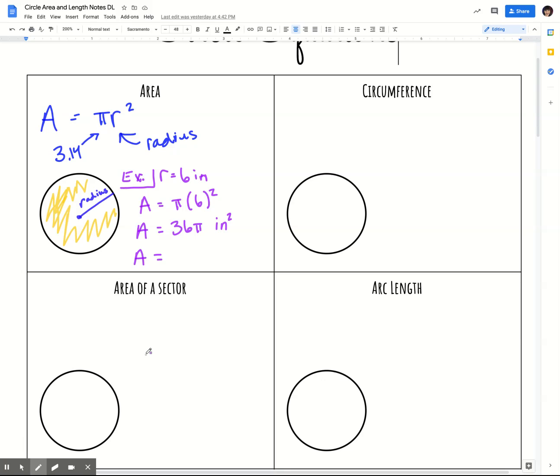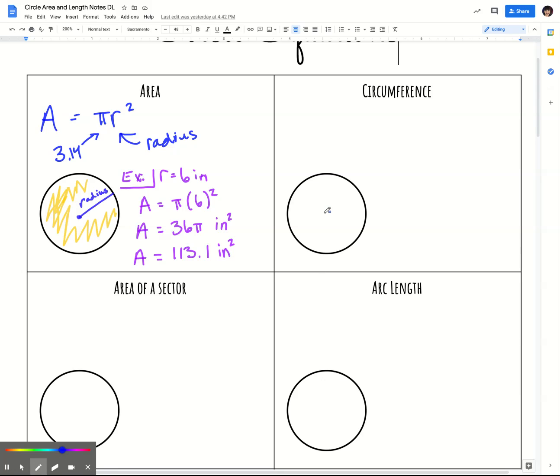Okay, so when I did this in my calculator, I got 36 times pi is 113.097. So I'm going to round to 113.1 inches squared. Okay, if you had just multiplied by 3.14, then your rounding would have been a little bit different. Okay, all right, so that's area, right?